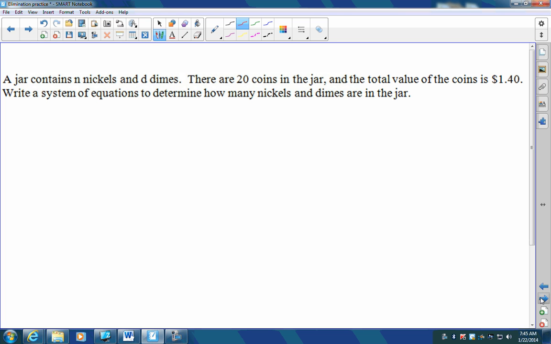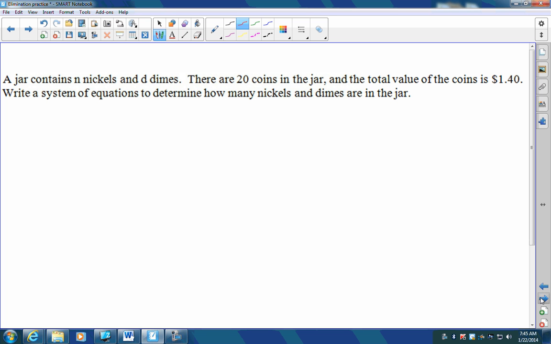All right, right here on the word problems, because you're going to have that. Remember, we have a quiz coming up. It says there's a jar that contains N nickels and D dimes. There are 20 coins in the jar, and the total value of the coins is $1.40. Write a system of equations to determine how many dimes are in the jar. All we're going to do is write the system. We're not going to solve it.